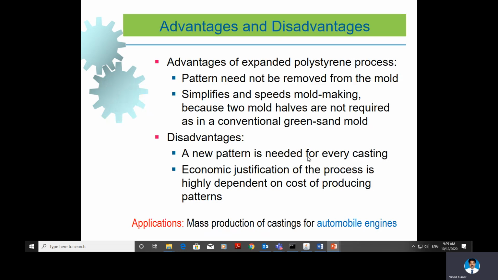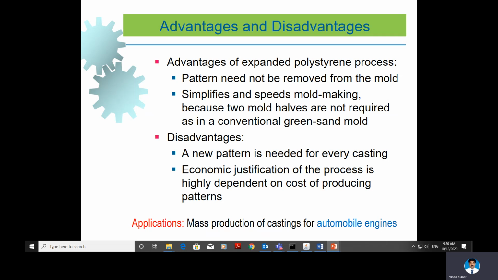Disadvantages: a new pattern is always required. For every product, you have to make a new pattern. Economic justification is dependent on the cost of producing the pattern. The cost of producing the pattern, the complexity of the pattern, is directly related to the cost of the product to be produced. Mass production can be applied in such cases, for example automobile engine parts.